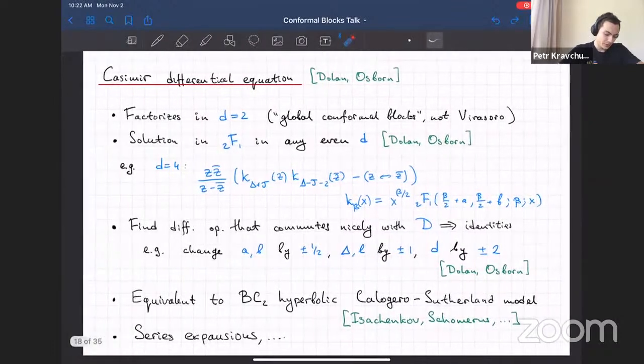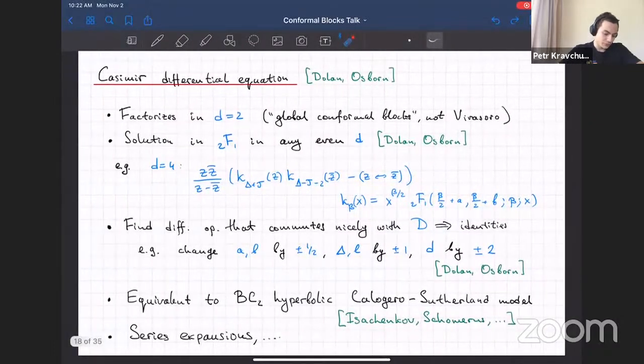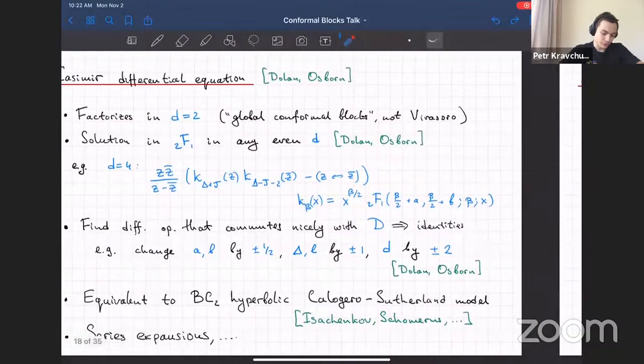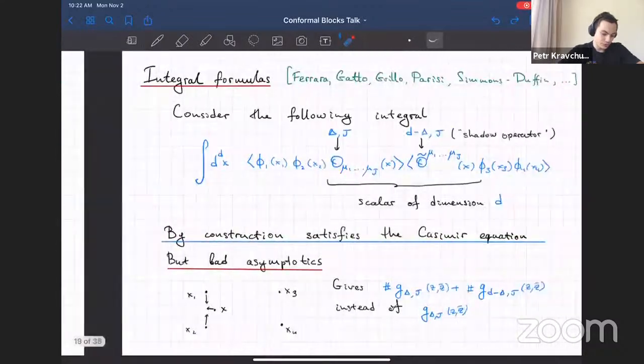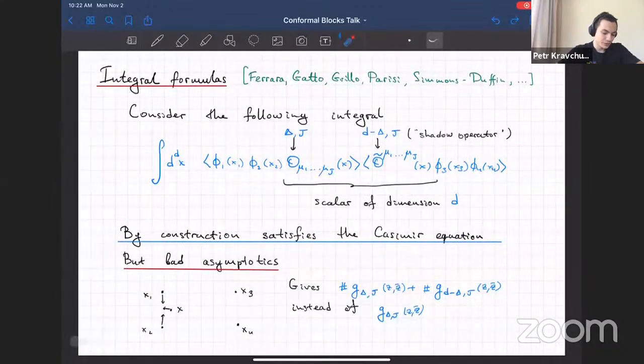Okay, so I'm just going to move on to briefly mention another approach, which is that there exist some integral formulas for conformal blocks, and that's usually called the Shadow Formalism.